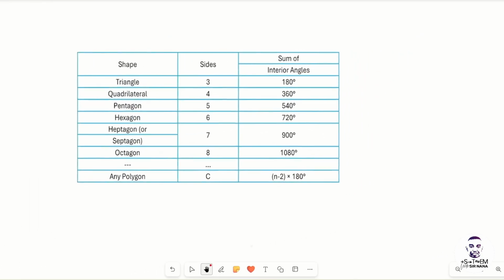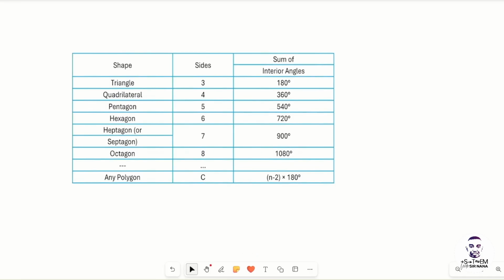When we look at it, we see that the pattern here is that when we consider the size, for instance with a triangle, the size n is equal to 3, right? So n is equal to 3. We see that the formula for finding the sum of interior angles is n minus 2 multiplied by 180. Because if n is 3, it will be 3 minus 2 multiplied by 180, which is 1 multiplied by 180, right? And that gives us 180, as we see here.